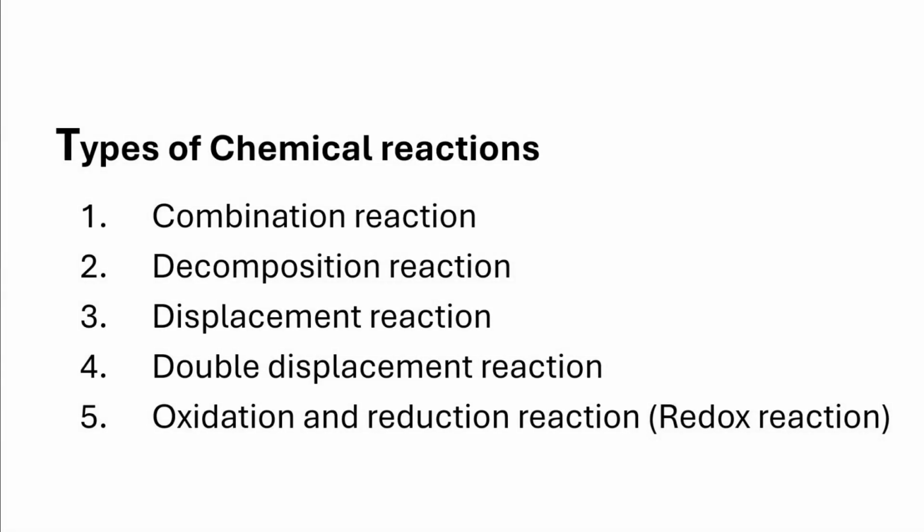There are many different forms of chemical reactions that take place in nature. These can be categorized into 5 major types, namely combination reaction, decomposition reaction, displacement reaction, double displacement reaction, oxidation and reduction reaction, or simply redox reaction. In this video, we'll be demonstrating a few laboratory examples of the second type of reaction, which is decomposition reaction.